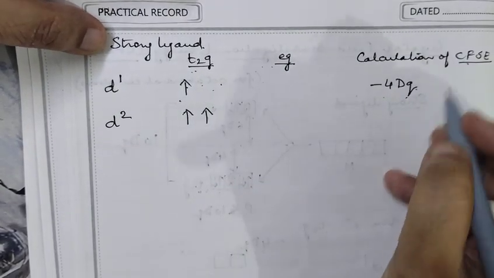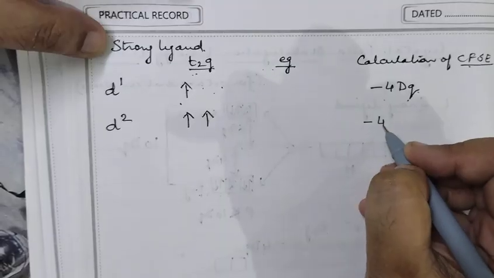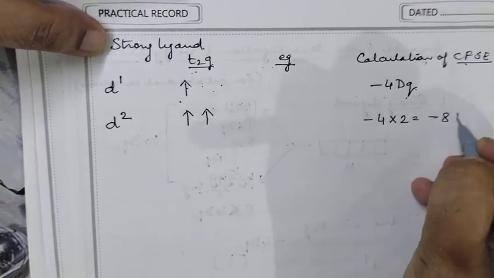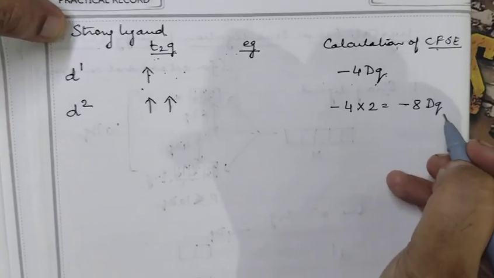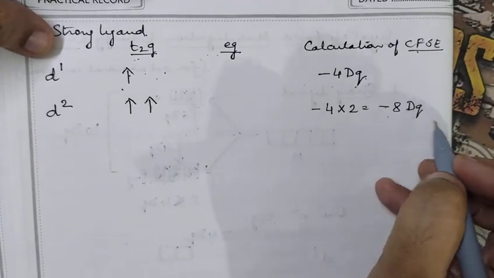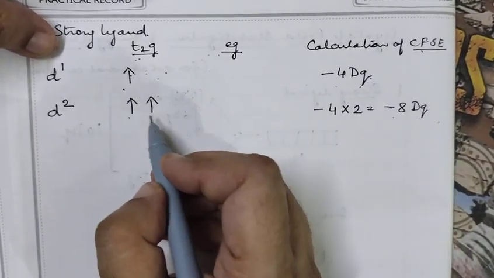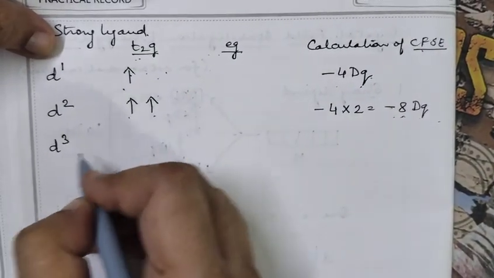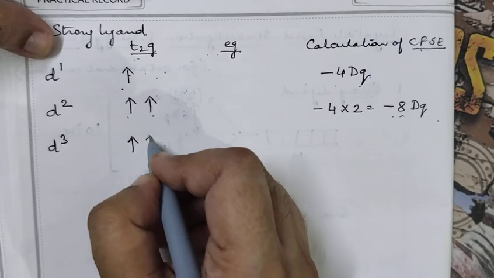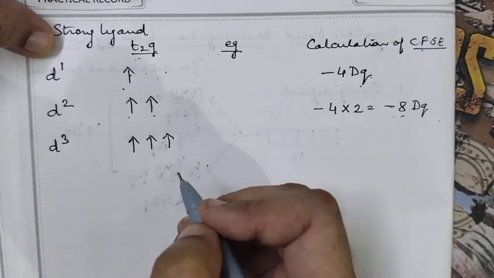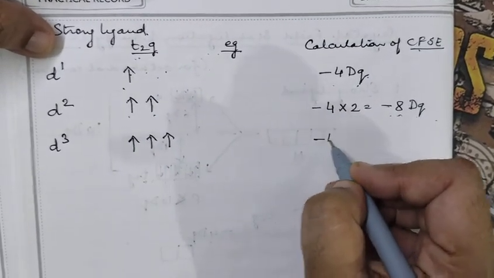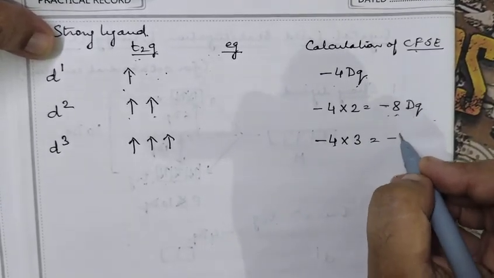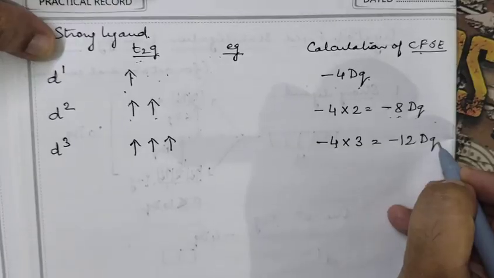Now, if there are two electrons in D, then first electron, second electron. CFSE will be minus 4 dq for 1, so 2 will have minus 8 dq. The crystal field stabilization energy here will be minus 8 dq. Same way, if the configuration is D3, then the third electron will again come in T2G only, and it will be minus 4 dq for 1. So there are 3 such electrons, so it will be minus 12 dq.